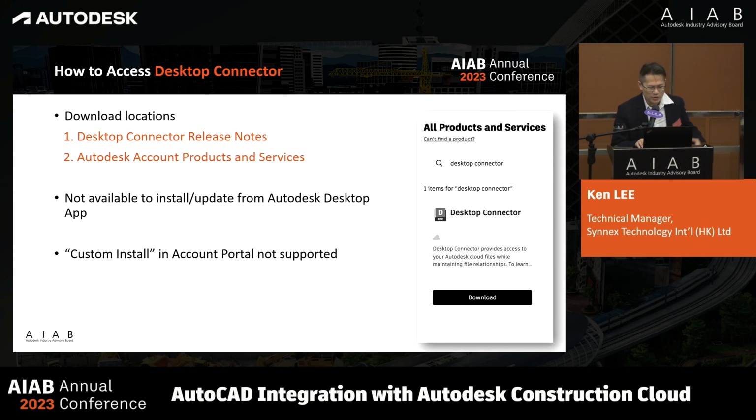And how can we get the Desktop Connector? There are two locations you can get it: from the Desktop Connector release notes web page, and also from your Autodesk account, where you can go to product and service and download the Desktop Connector. It's about 600 megabytes, so it's not very large. After you install it, you can use the Desktop Connector. However, it does not support custom install and installation from the desktop app, so you must download it from these two locations.